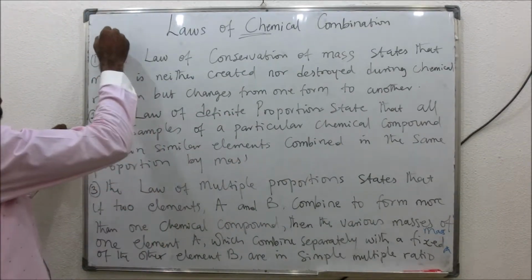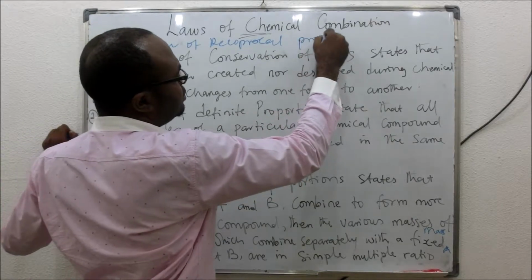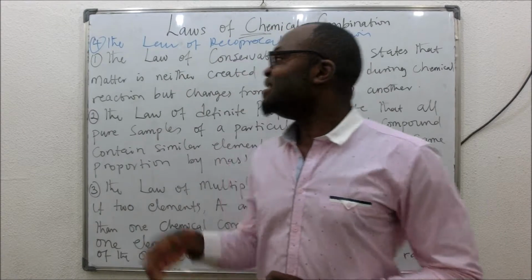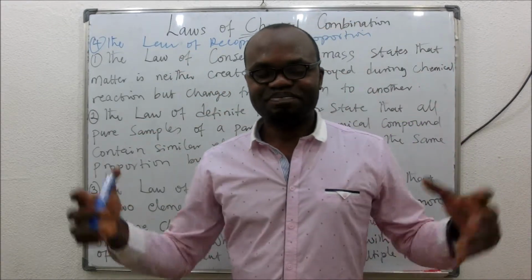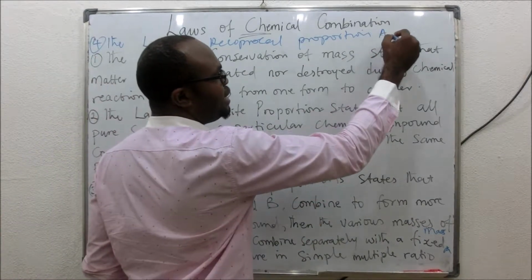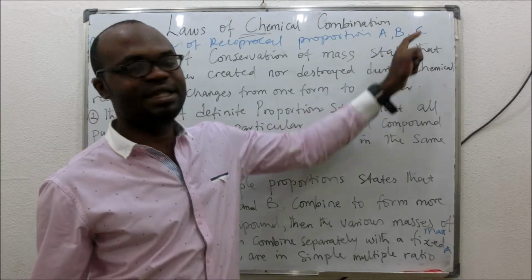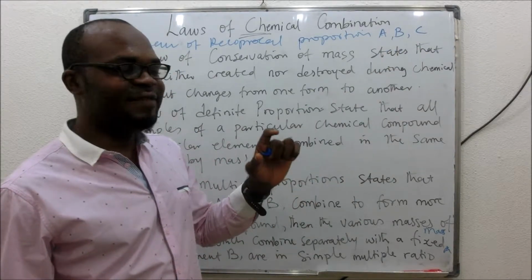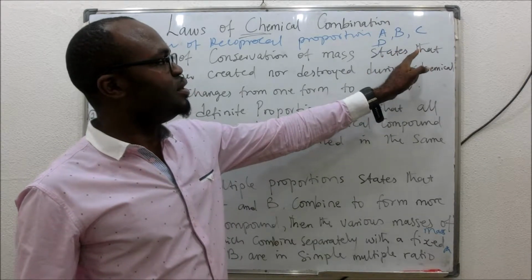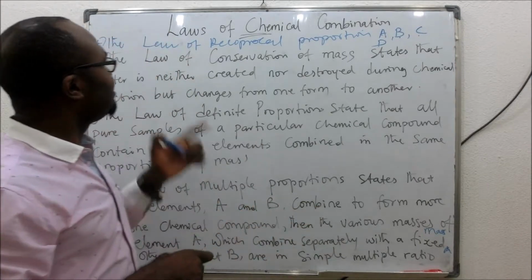The last one is what we call the law of reciprocal proportion. So that is the fourth law of chemical combination. And what does this law state? This law, the law of reciprocal proportion, states that the masses of several elements A, B, and C, which combine separately with a fixed mass of another element D, are the same as, or in simple ratio, as the masses in which A, B, and C combine with one another. That is the law of reciprocal proportion.